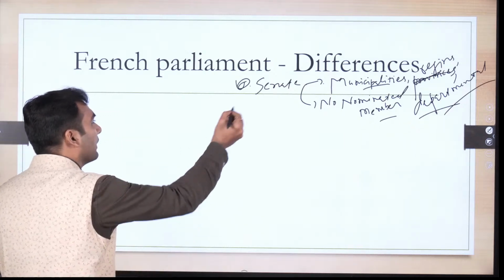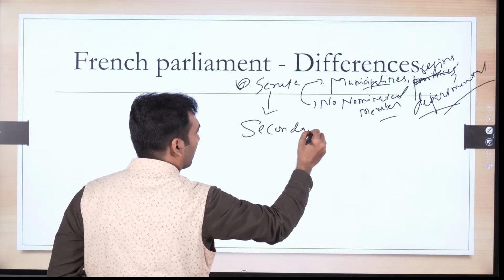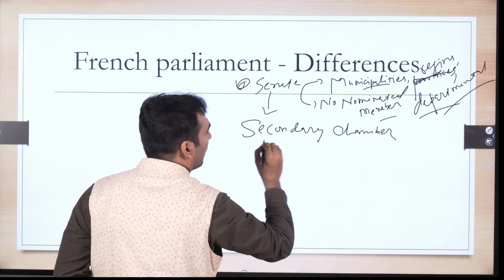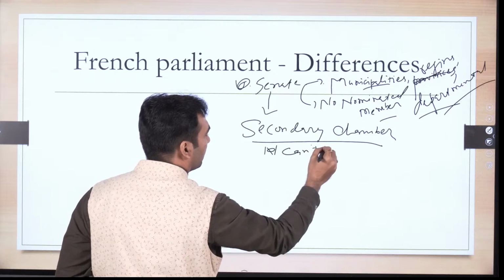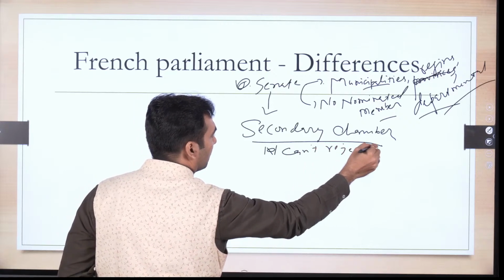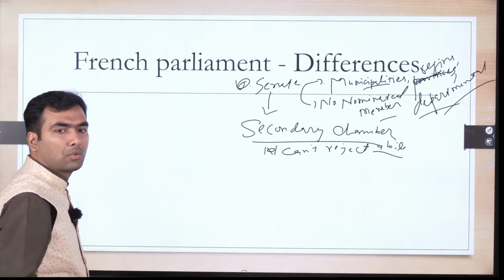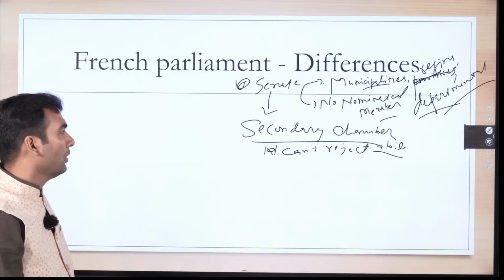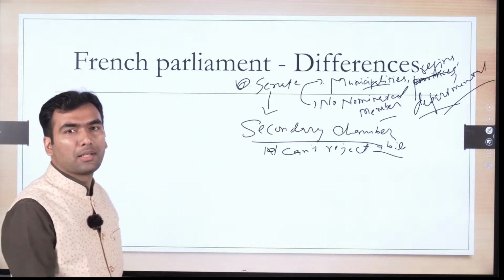Second is that their Senate is also a secondary chamber. It can't reject a bill. Yes, Ireland, you are right, Manoj. So they also cannot reject a bill. It is also a secondary chamber.